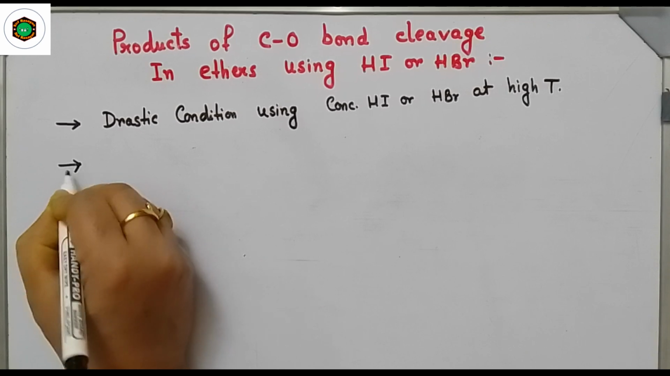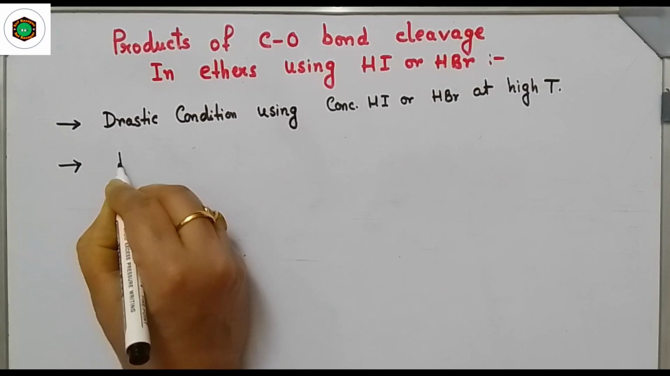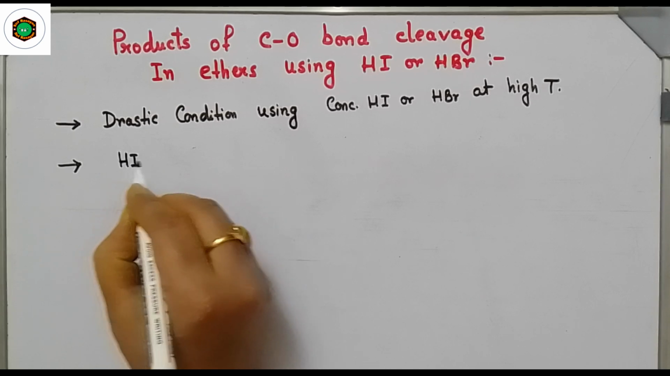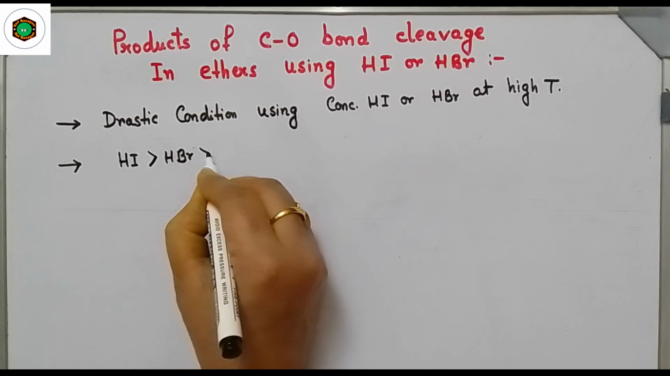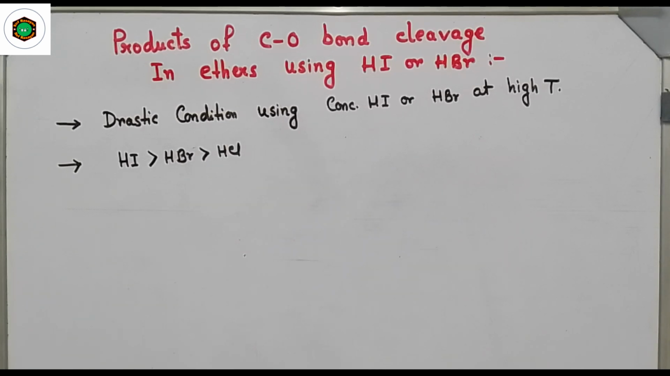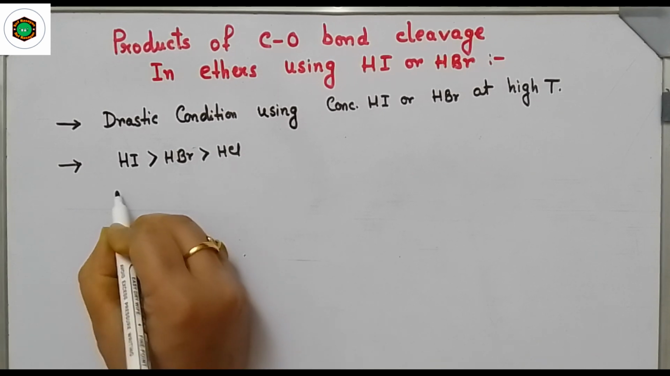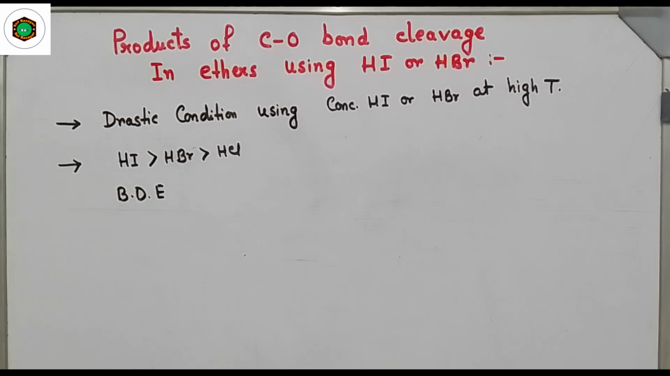Now the order of reactivity of the hydrogen halides is HI is most reactive, then HBr, then HCl. Reactivity of HCl is least. This is because the bond dissociation enthalpy of HI is less, so the H-I bond can easily be cleaved. Therefore, it is highly reactive and reactivity is decreasing in this direction.